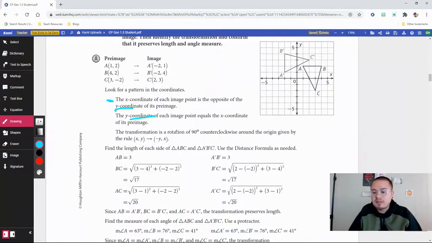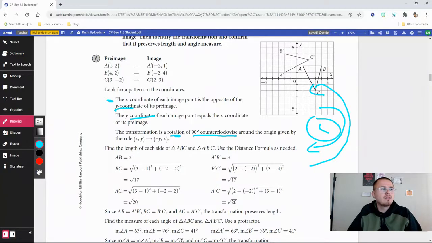So look at those signs changing, and then the y is the x coordinate. So just sit back and take a look, try to find the pattern. The transformation is going to be a rotation, and you can see that's a rotation of 90 degrees counterclockwise. I'll be honest, I mess up counterclockwise a lot, right? But if we imagine a clock, clockwise is this way, counterclockwise is that way. So try to remember that.